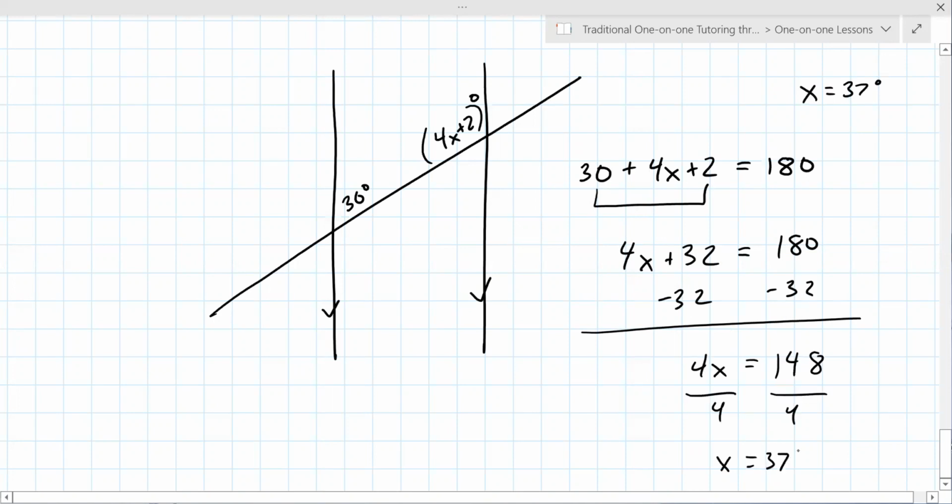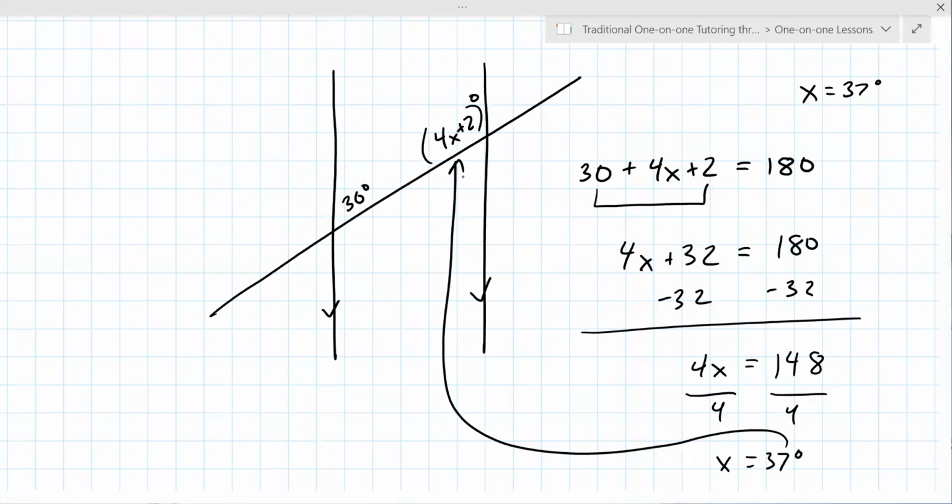Very good. Now, you're not done though. What you need to do is for the x right there, put in 37. I want you to calculate that. 4 times 37 plus 2. 4 times 37 plus 2. Okay. All right, got it. 150. You got it.